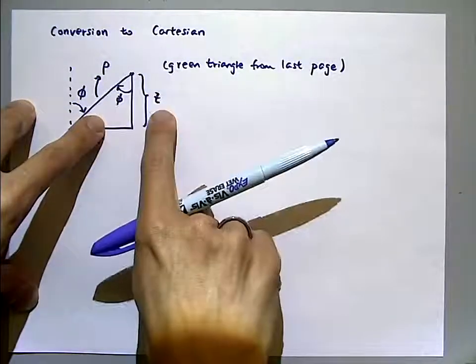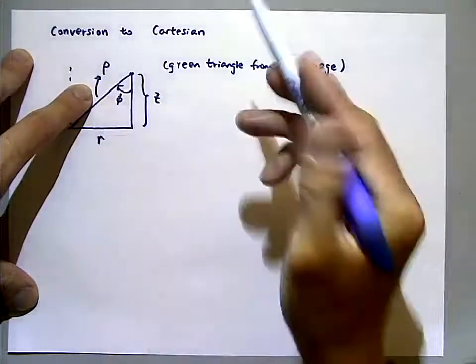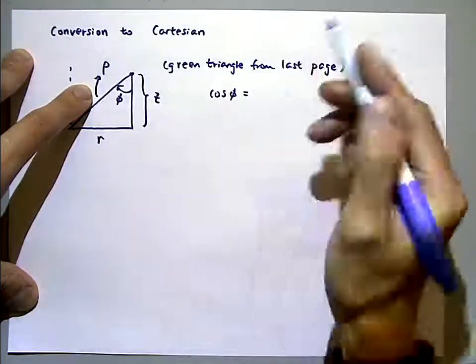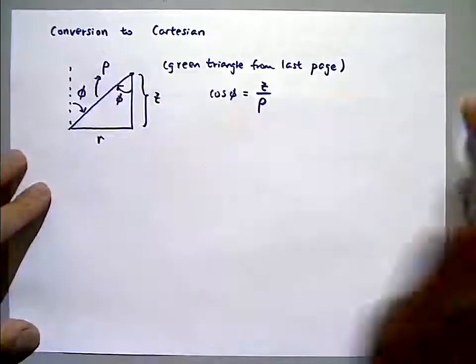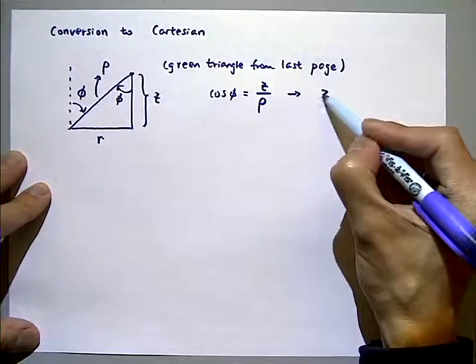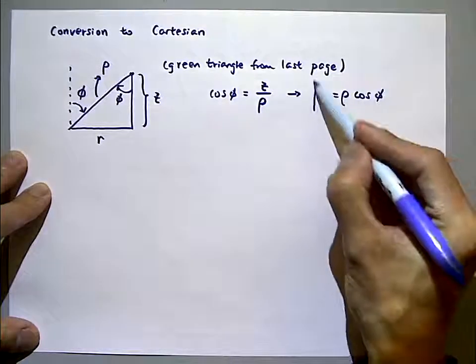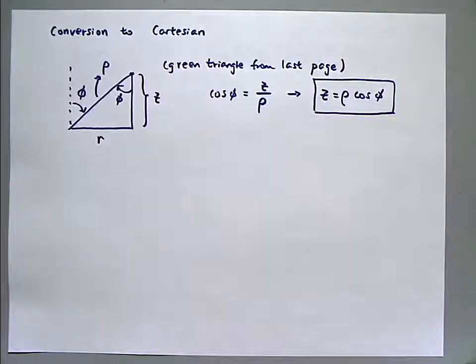Here's phi, here's z, and rho. What we can do is to do a cosine. Note that cosine of phi is adjacent over the hypotenuse rho. So this tells us that z is equal to rho cosine phi. All right, so that's the first Cartesian coordinate we can recover from rho, phi, theta from that picture.